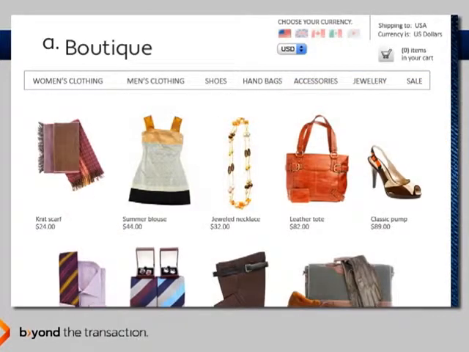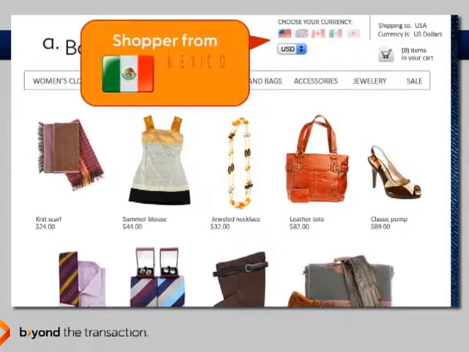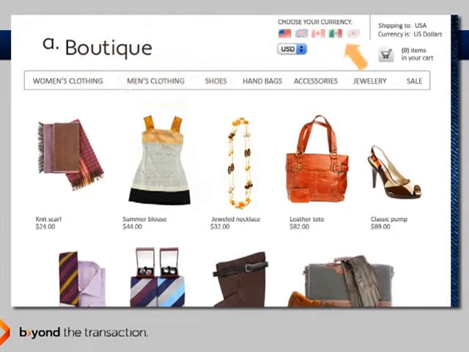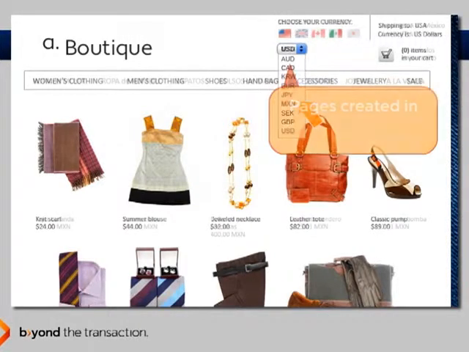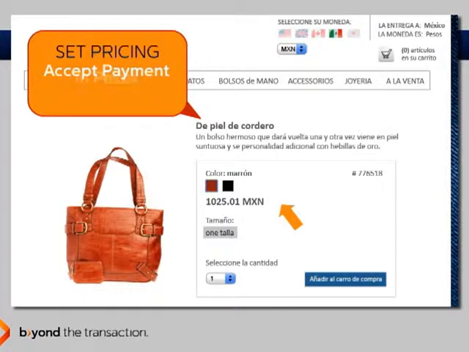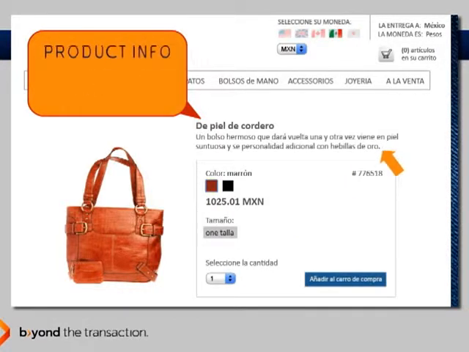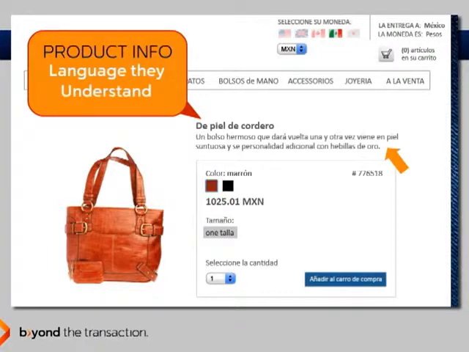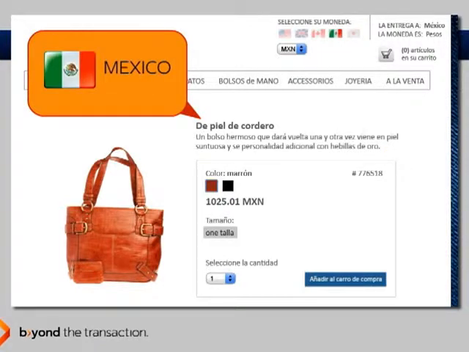Now, let's return to the home page and see what happens when a shopper from Mexico visits your site. Shoppers from Mexico pick their flag or currency, and they are directed to pages that you have created in Spanish. You have set pricing to accept payment in pesos and provided product information in a language they understand, so they know exactly how much your products cost in their currency.